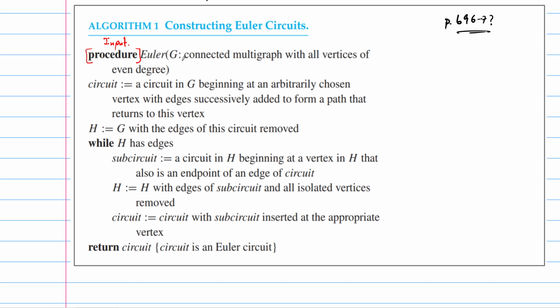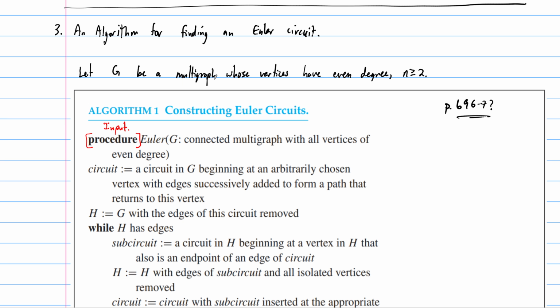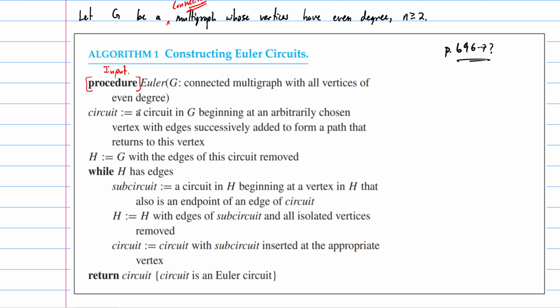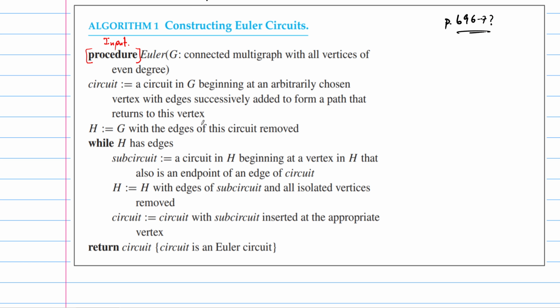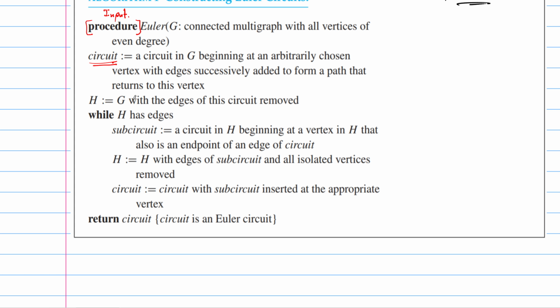And so what's the input? It's a connected multigraph. I didn't say connected up here, but if it's not connected, there's no way to find a circuit like this. So it's obviously got to be connected. So there's our G. And the algorithm says to start with a circuit beginning at an arbitrarily chosen vertex with edges successively added to form a path that returns to this vertex. This circuit does not have to be an Euler circuit. This is not part of the input, though. They're just defining what a circuit is. So H is equal to G with edges of the circuit removed.